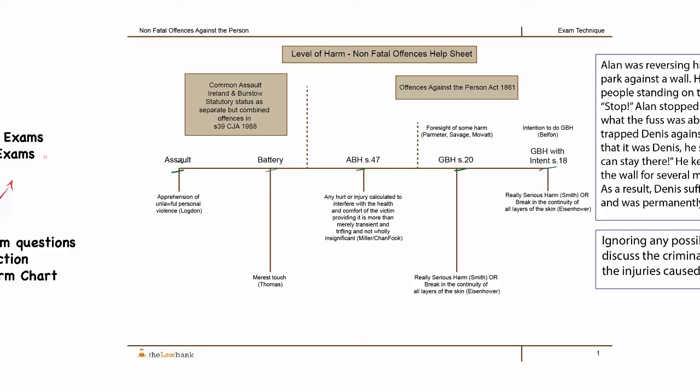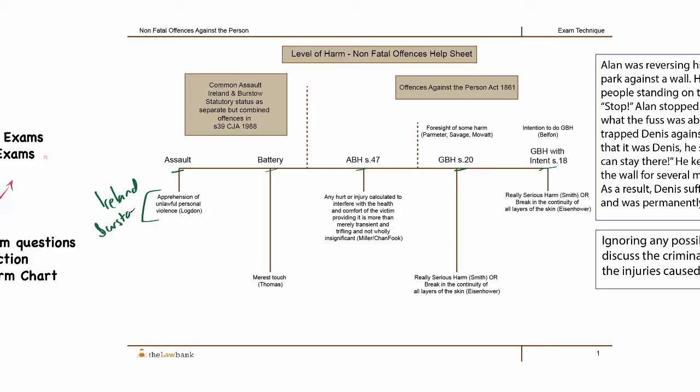I've divided assault, battery, ABH, GBH section 20 and GBH with intent section 18 into the 5 parts of the chart. What I've then done underneath is to place the level of harm that applies to each of those offences. So for assault, the level of harm is an apprehension of unlawful personal violence. Now, this definition, of course, comes from Ireland and Burstow.